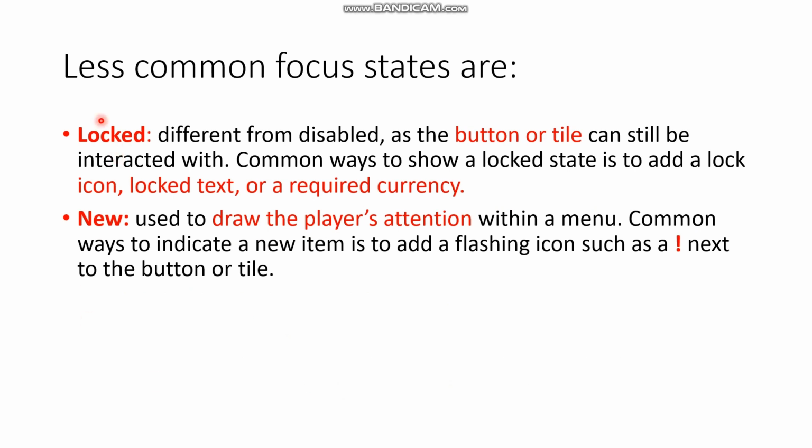How about the less common focus states? We have two, lock and new. Lock is disabled, but this is different from the disabled state, because this button cannot be interacted with. The common ways to show the lock state are to add a lock icon, lock text, or a required currency. And the new state is used to draw the player's attention within a menu, normally to show a new item, by adding a flashing icon such as an exclamation mark next to the button or tile. This is the new state.